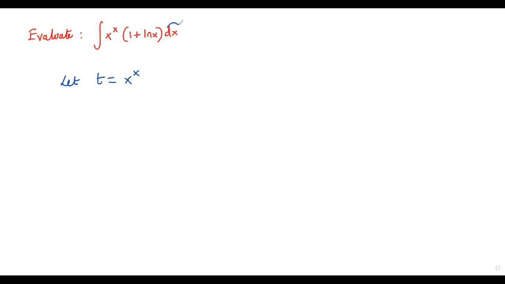Instead of dx, if I want to get dt over here, what should I do? Already I know that t equals x^x. So if I want to get dt, I have to find the derivative of this t. Now t actually is a function of x, so I have to find the derivative on both sides with respect to x. But before that, we have to consider one more thing.